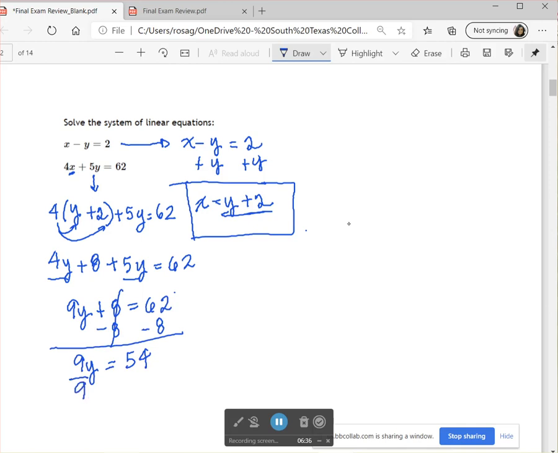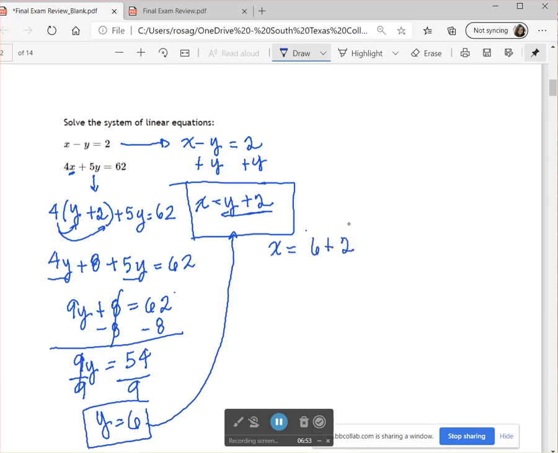Divide by 9. And I get y equals 6. Now that's not the answer completely, because when you're solving a system, you need both letters, x and y. But now that I have y, I'm just going to go in and plug it here and find my x. So x equals 8.